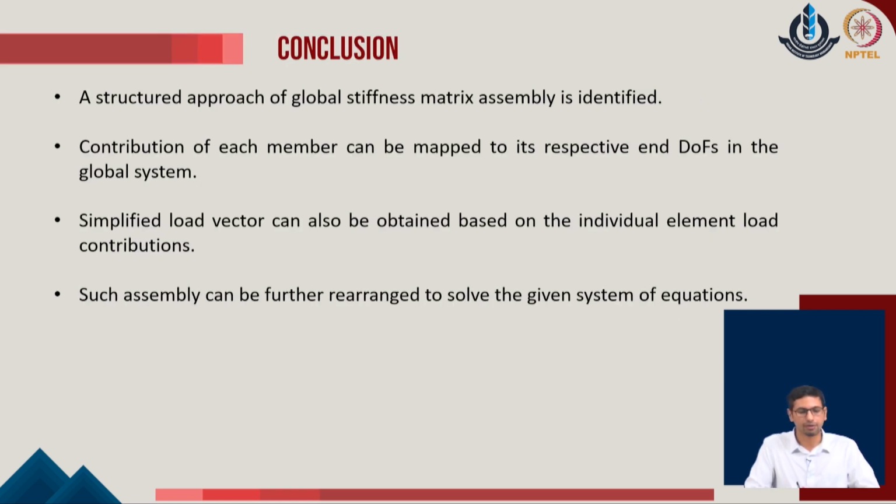So, with this idea in mind, we have identified a structured approach to define the global stiffness matrix. The contribution of each member can be mapped with respect to the respective degrees of freedom in the global system, and once we have identified it, we can keep on placing these individual member stiffnesses in the given system. Once we are able to do it, we also realize that corresponding to the same contributions of the degrees of freedom which each member is scattering, we can also assemble their contributions of the respective member forces, and this is what we will try to see in the next session.